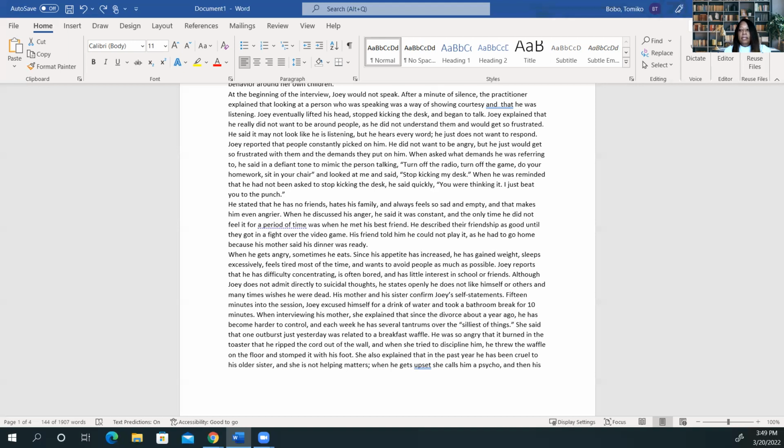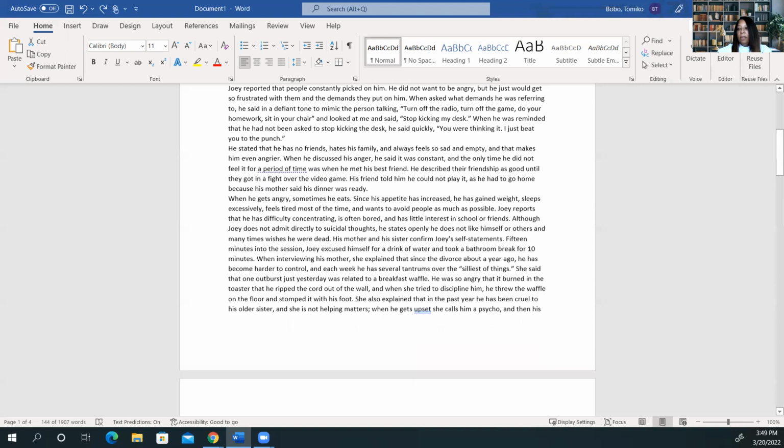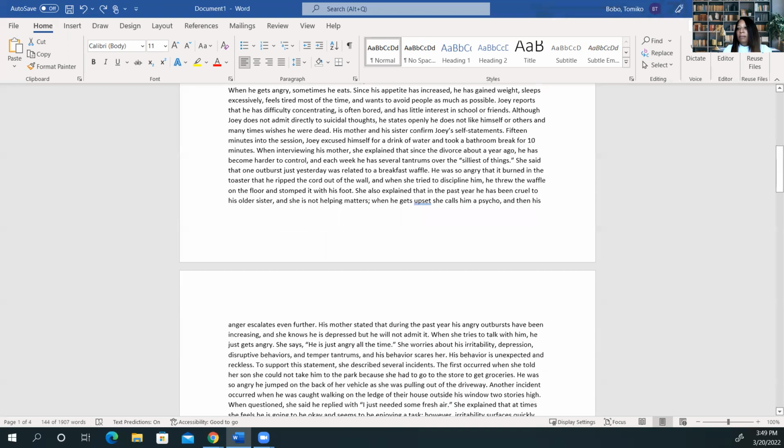When he discussed his anger, he said it was constant, and the only time he didn't feel it was a period of time when he met his best friend. He described their friendship as good until they got into a fight over the video game. His friend told him he couldn't play it, and he had to go home because his mother said dinner was ready. When he gets angry sometimes, he eats.